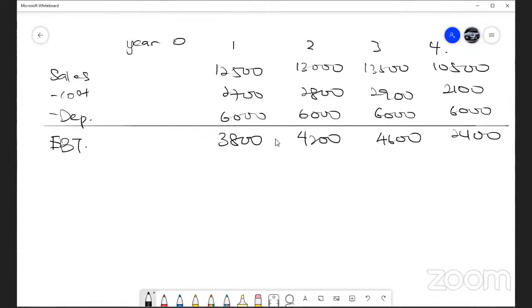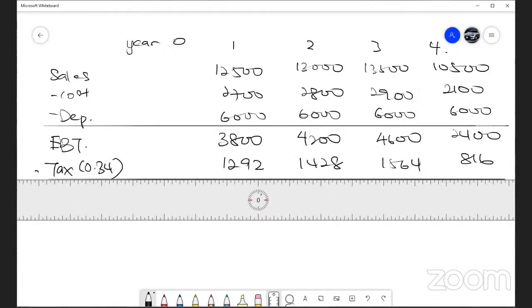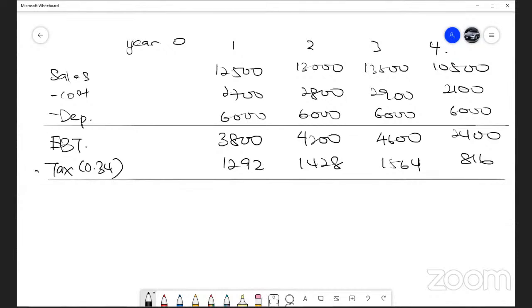After getting earnings before tax, you know you are being taxed 34%. So count your tax for each one. 0.34 of 3,008, 1,292. If you're using Excel to do this, it will be faster. You just drag across with the formula: 1,428, 1,564, and 816. Then here you get net income. After deducting the tax, you get your net income.